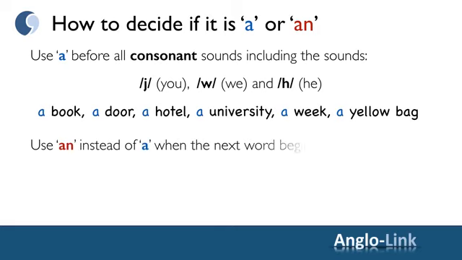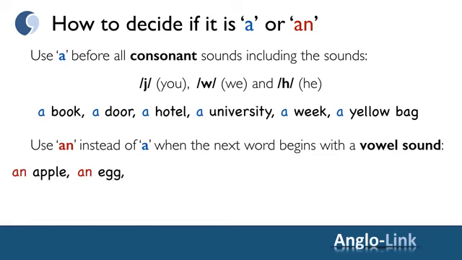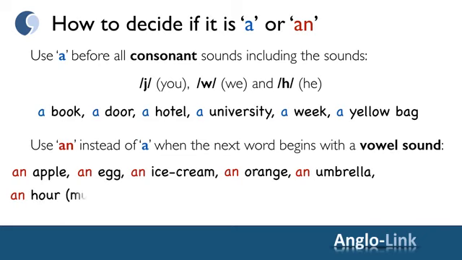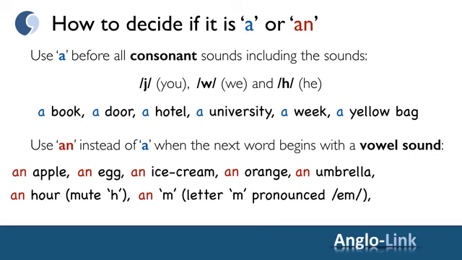Use an instead of a when the next word begins with a vowel sound. For example, an apple, an egg, an ice cream, an orange, an umbrella, an hour, an M, an interesting point.